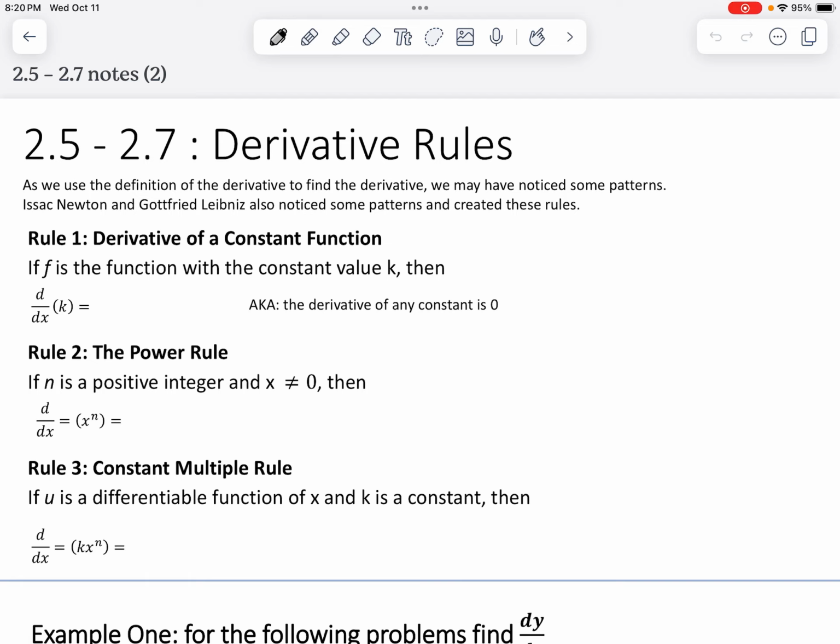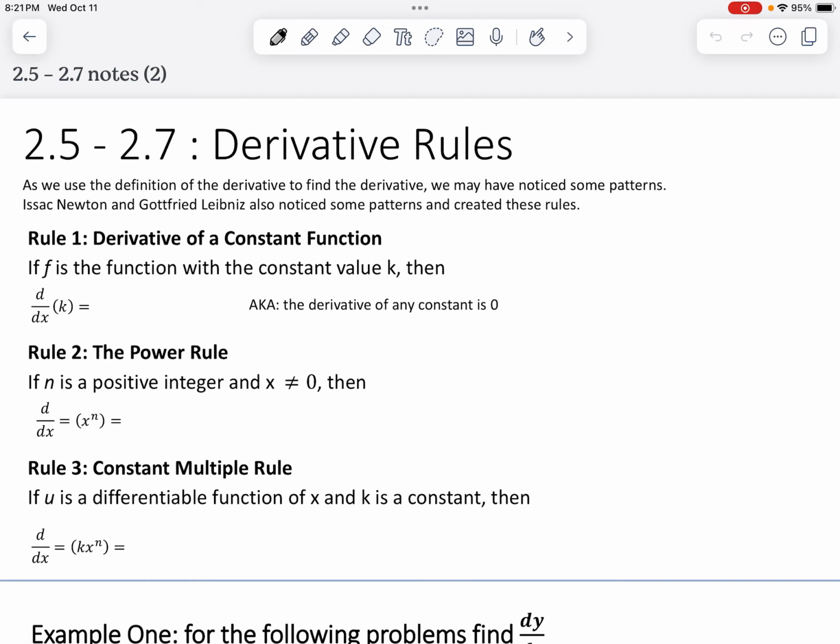There were these two mathematicians who were alive in the 1600s, Isaac Newton and Gottfried Leibniz, and they also noticed some patterns and created these rules. Our first rule is the derivative of a constant function. Remember, a constant is just any number without a variable.